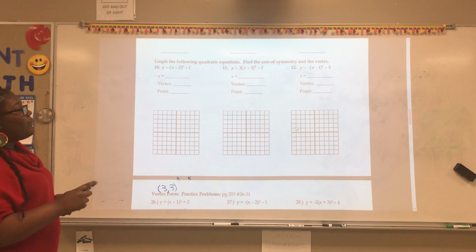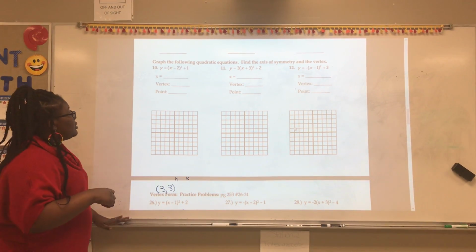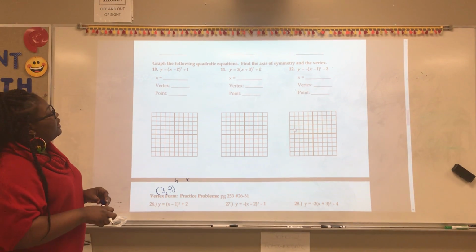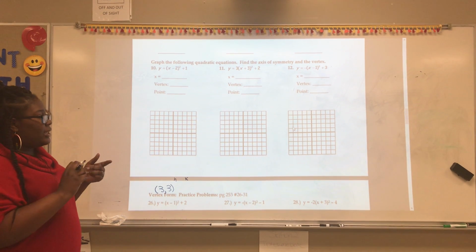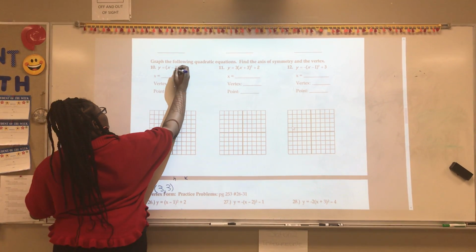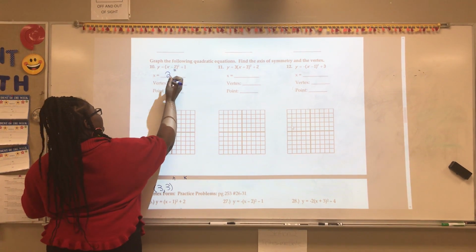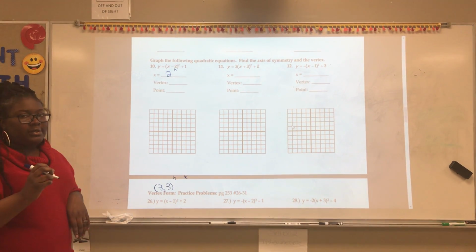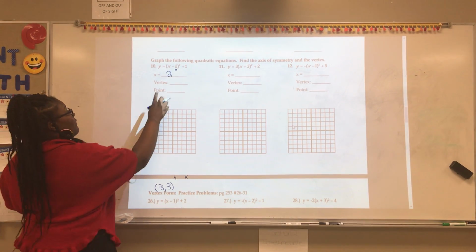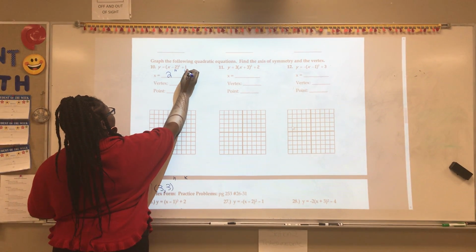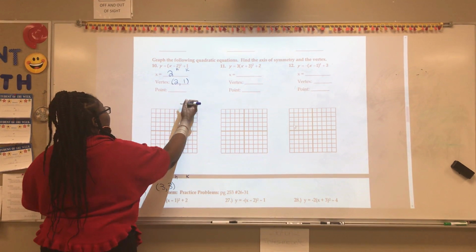Alright guys, to graph we need to put together all the skills that we just learned about vertex form. So what we're going to do is first identify the axis of symmetry, which we already learned is H. Label your H. So the axis of symmetry is actually 2. Well, where's my vertex? In vertex form, my vertex is H and K. So I have my H and my K is 1, so my vertex is 2, comma, 1.